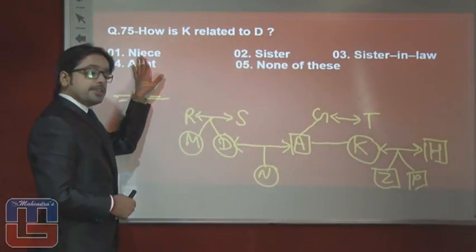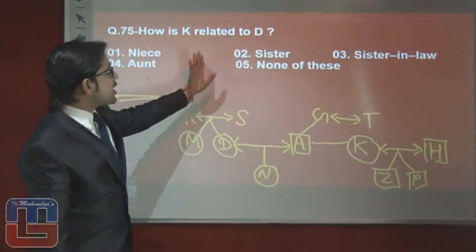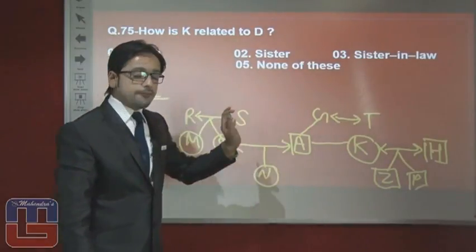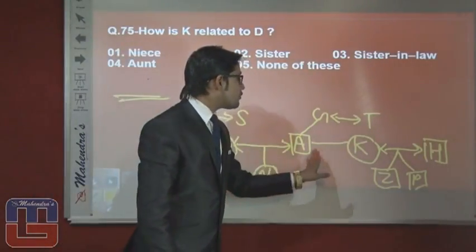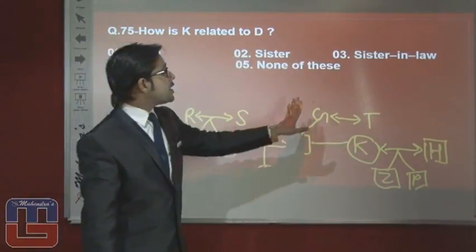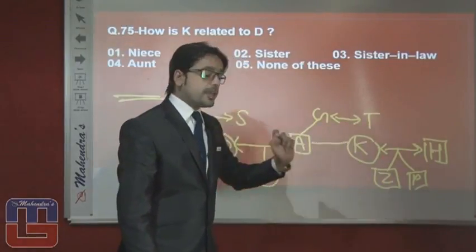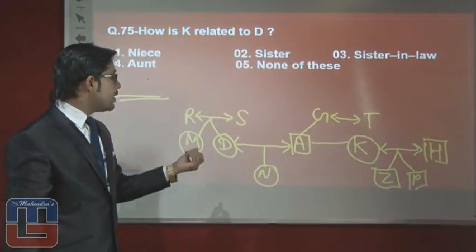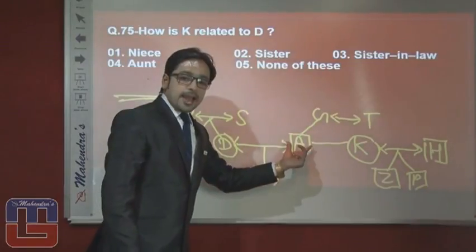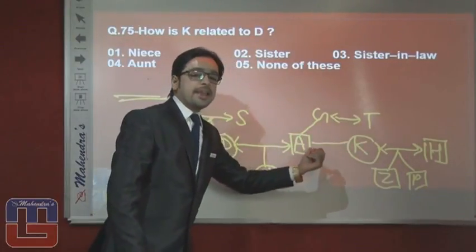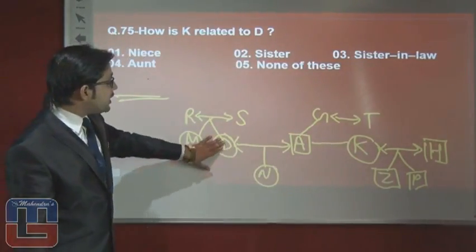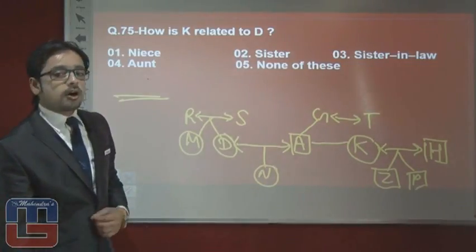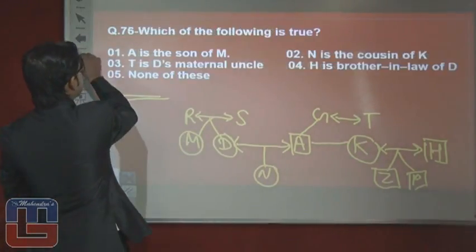First option is saying niece. This is false. Second option is saying sister. Again false, because K is sister of A, not D. Third option is saying sister-in-law. Yes, you can easily see D is married to A, and the sister of A will be counted on behalf of D, so K is sister-in-law of D. Let's move on towards the next question.